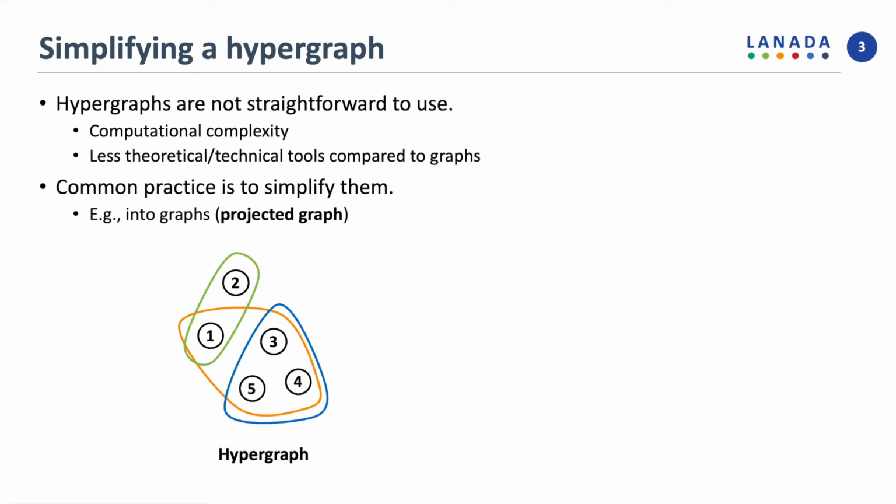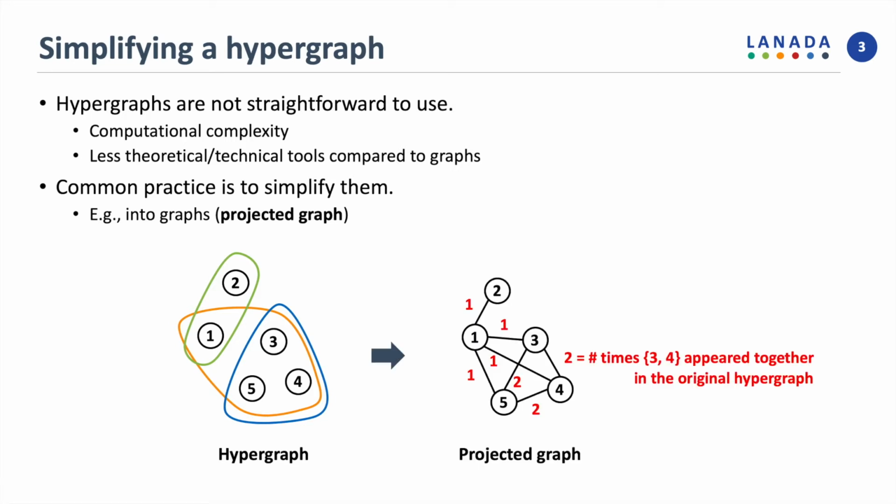A problem with hypergraphs is that they're not straightforward to use. So, a common practice is to simplify them, for example, into ordinary graphs. And perhaps the most widely known method is the projected graph. You can see the hypergraph here, and we can turn them into a projected graph like this. For example, the edge weight between node 3 and 4 is 2 because 3 and 4 have appeared twice in the original hypergraph. So a projected graph captures two-way information in the original hypergraph, and obviously we cannot recover the original hypergraph from the projected graph, and this means information loss.